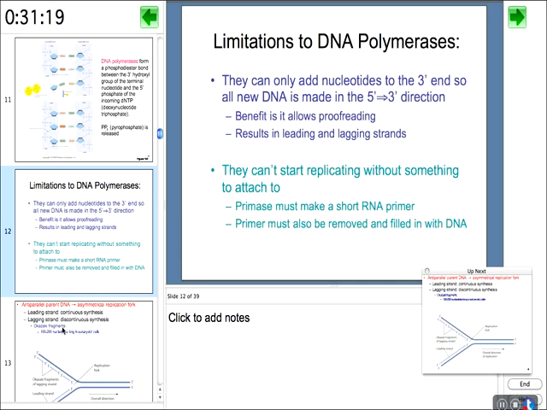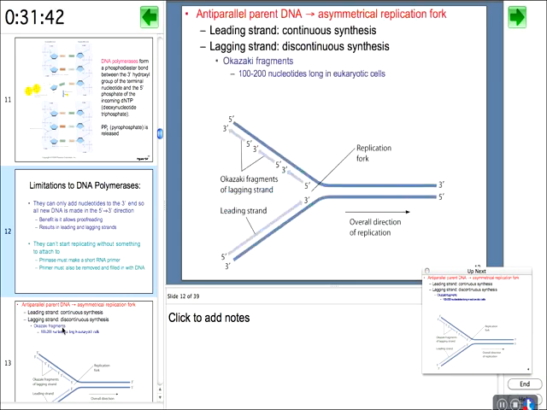That requires an enzyme to make the primer. That enzyme is called primase. So primase must make that short RNA primer. Unfortunately, since the RNA primer is RNA, that primer also has to be removed at the end of replication and filled in with DNA, causing an extra step to happen. Let's go through those steps here.